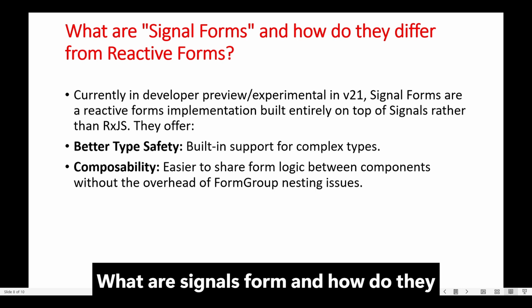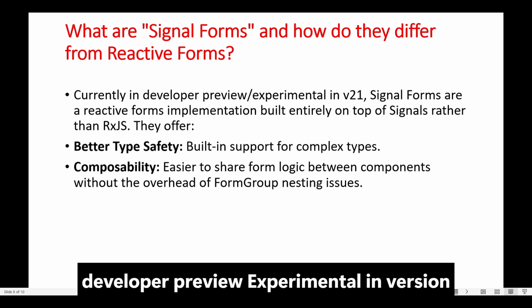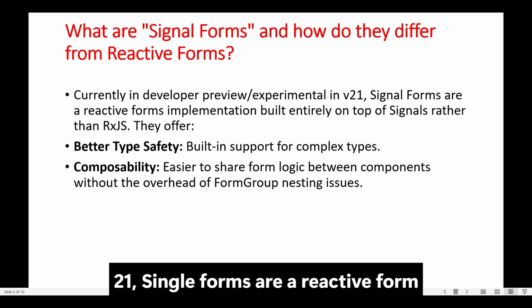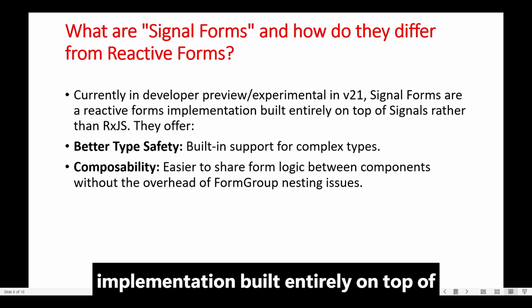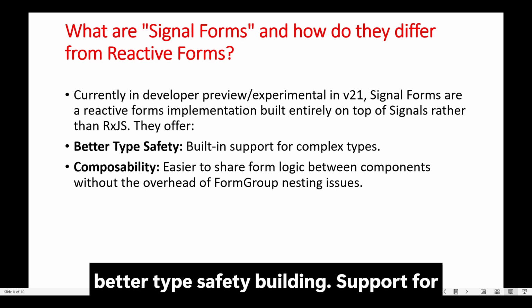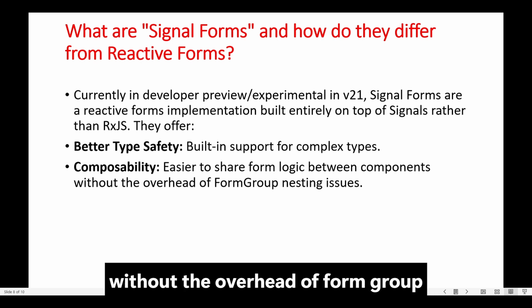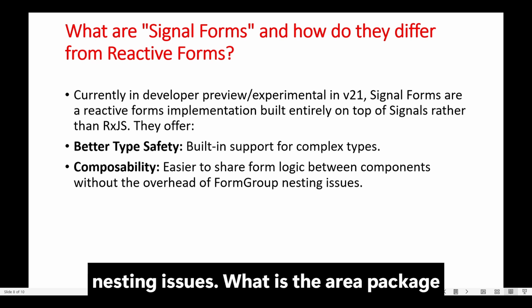What are signal forms and how do they differ from reactive forms? Currently in developer preview, experimental in version 21, signal forms are a reactive form implementation built entirely on top of signals rather than RxJS. They offer better type safety, built-in support for complex types, and composability, making it easier to share form logic between components without the overhead of FormGroup nesting issues.